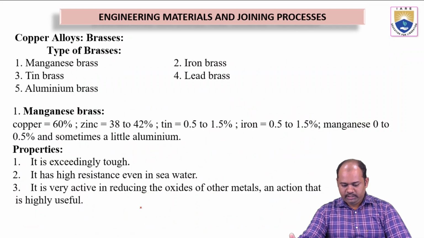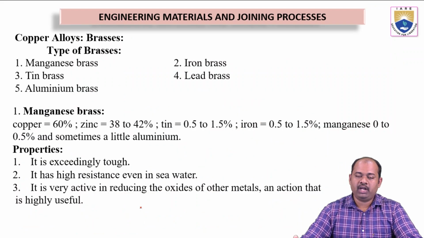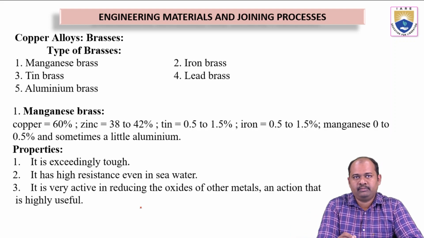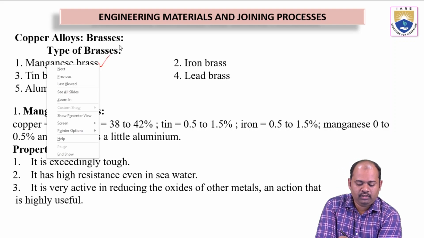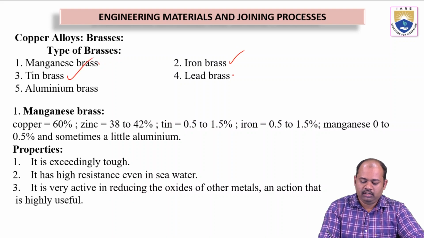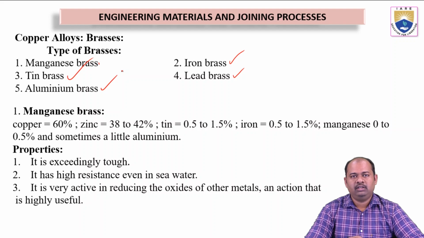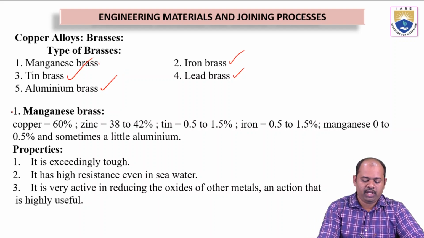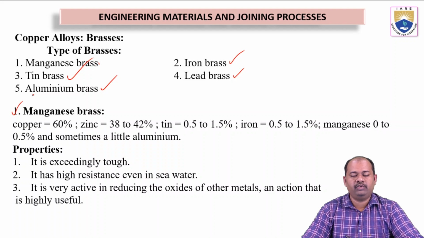Now, in the next slide, we are going to see what the types of brasses are and what their compositions are. Now see here, the first one is manganese brass, and the second one is iron brass, tin brass, lead brass, and then aluminum brass. So these are the different types of brass that are available. Let us see the first one, manganese brass. The composition for manganese brass is about copper at 60%, zinc 30 to 42%, and tin, iron, and remaining materials less than 1%.